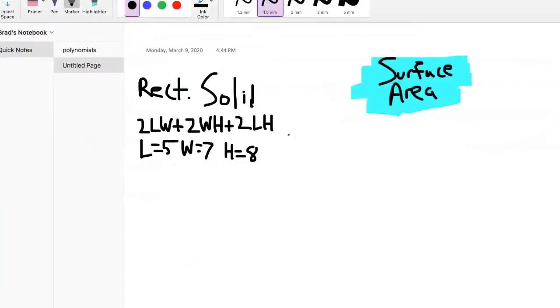All right, guys, we're going to do surface area. So let's take a look. We're going to do two example problems for the three types of surface area questions that you're most likely to see, which are rectangular solid, cylinder, and cube.